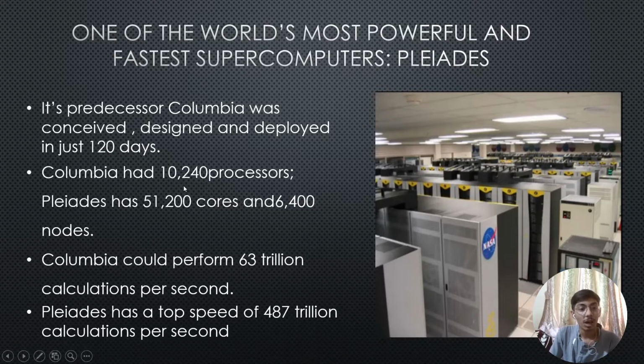It had 10,240 processors and 51,200 cores and this many nodes. And this is a photo of the supercomputer, how it looks at NASA. It could perform 63 trillion calculations per second. This is a huge amount, which cannot be performed by our computers. That's why it's one of the most powerful supercomputers. It has a top speed of 487 trillion calculations per second.